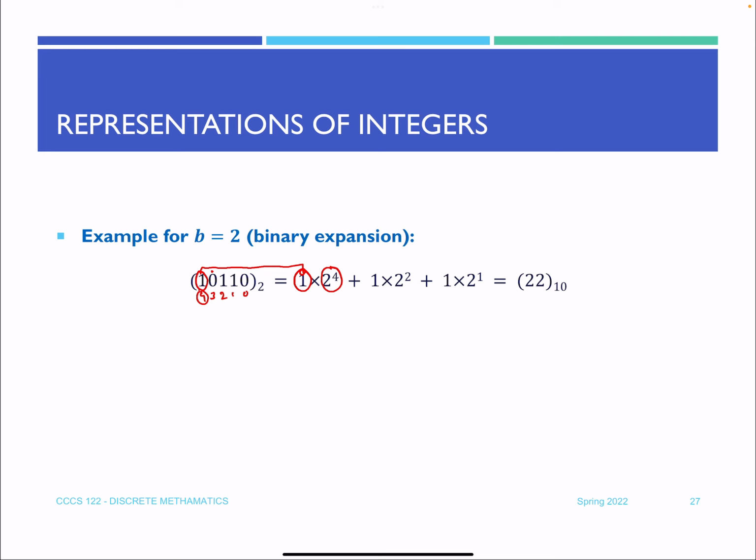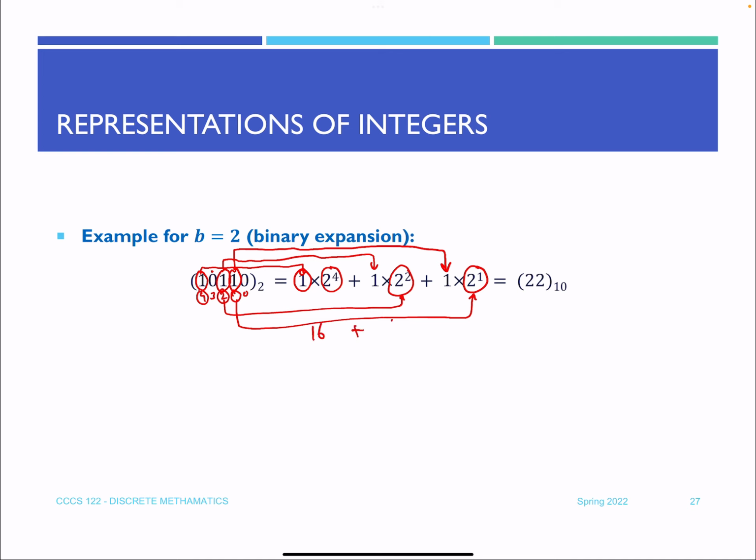I'm just going to skip the 0 digits because they're not contributing anything. Then I have another 1 over here. It's multiplied by 2 to the power 2. Then I have another one coming right after that. And the weight of that is 2 to the power 1. So I've got 2 to the power 4, which is 16, plus 4 plus 2, which all add up to 22 in our familiar decimal system.